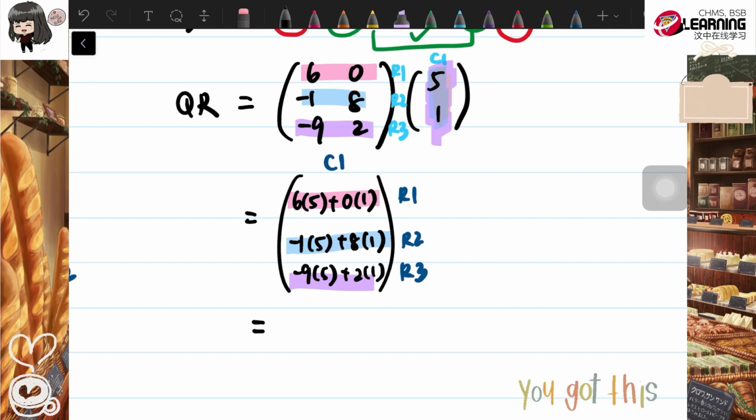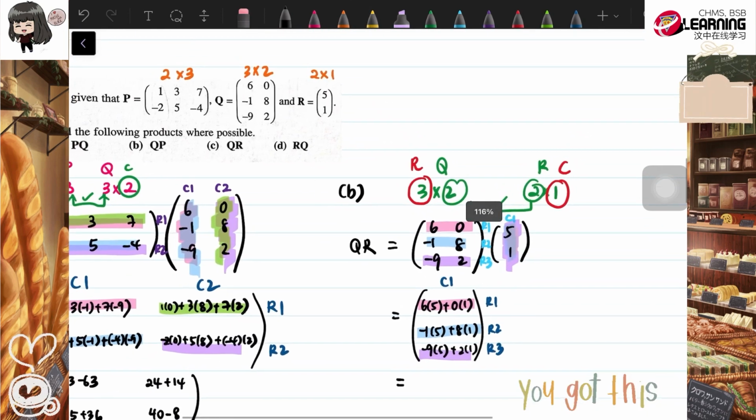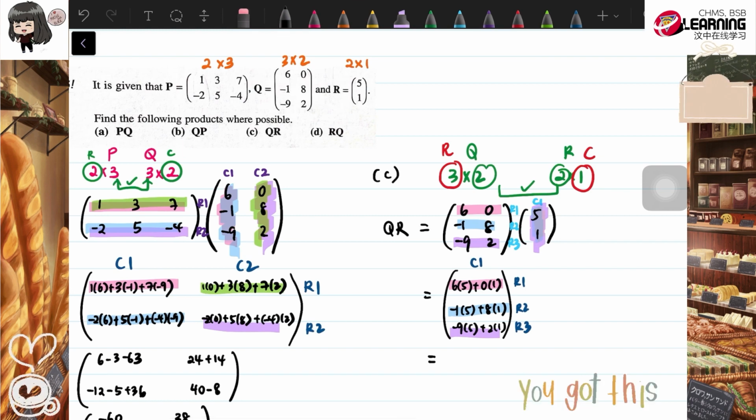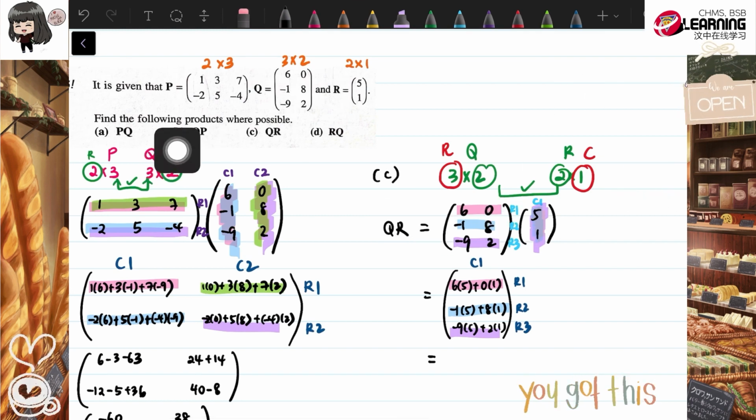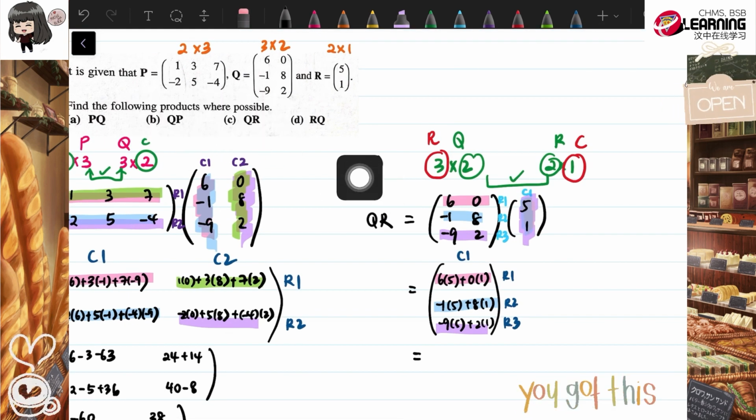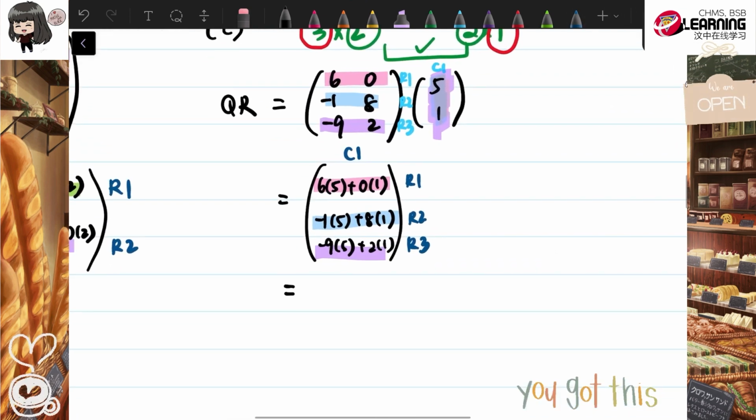Okay, and then multiply. This is QR, right? Oh, this is part C, sorry. Later I'll do part B. This is part C. Later I'll be doing QP because I saw it wrong. I thought part B is QR. Actually, it's part C. Later we do part B.